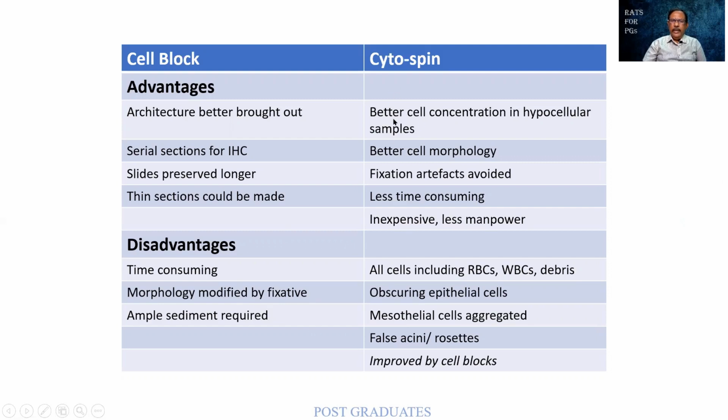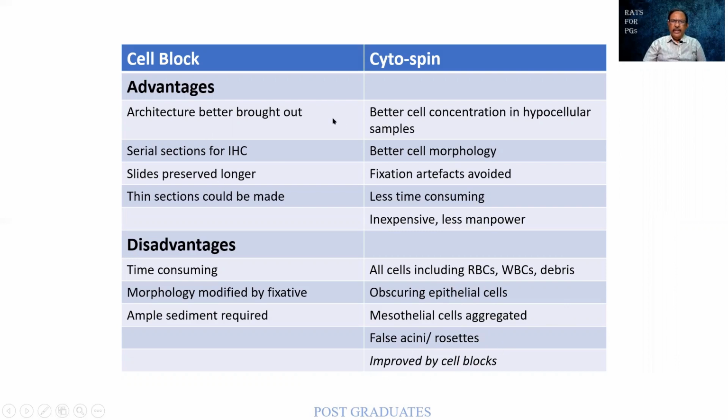Cytospin, on the contrary, you find that there is a better cell concentration even in hypocellular samples, better cell morphology. Artifacts are lessened, less time consuming, inexpensive, less manpower is needed. These are the advantages of cytospin. But the disadvantages are material like RBC, WBC, other debris can interfere. They can obscure the epithelial cells. Mesothelial cells can get aggregated. They will form all forms of mimics. They can even mimic an adenocarcinoma. False acini, rosettes, etc. can be formed. All this can be improved by using cell blocks.